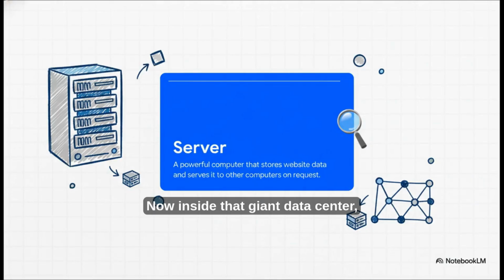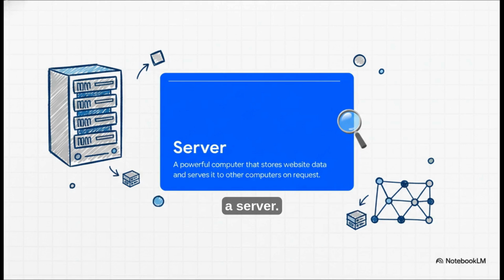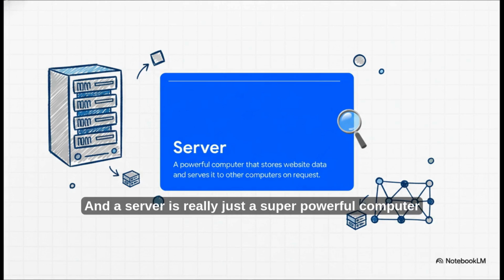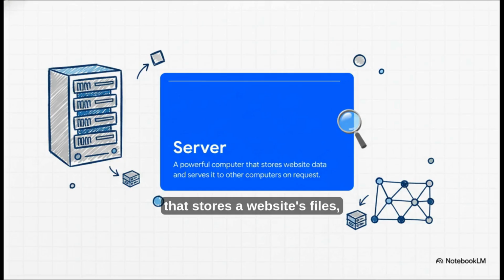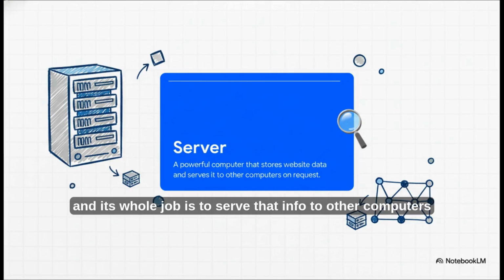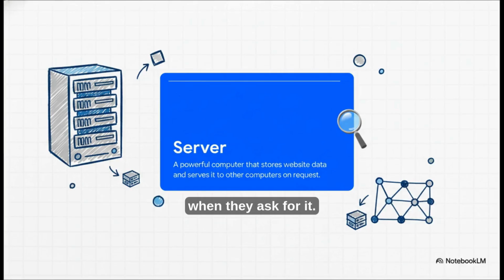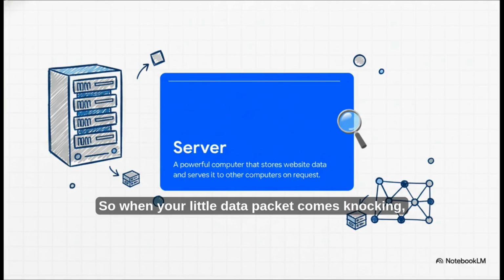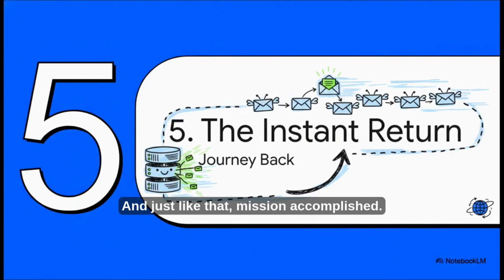Now, inside that giant data center, your request has to find one specific machine, a server. And a server is really just a super powerful computer that stores a website's files, and its whole job is to serve that info to other computers when they ask for it. So when your little data packet comes knocking, the server's job is to open the door and give it what it came for. The messenger has found its target. And just like that, mission accomplished. The server has found the information you asked for. So now it's time for the triumphant return journey.